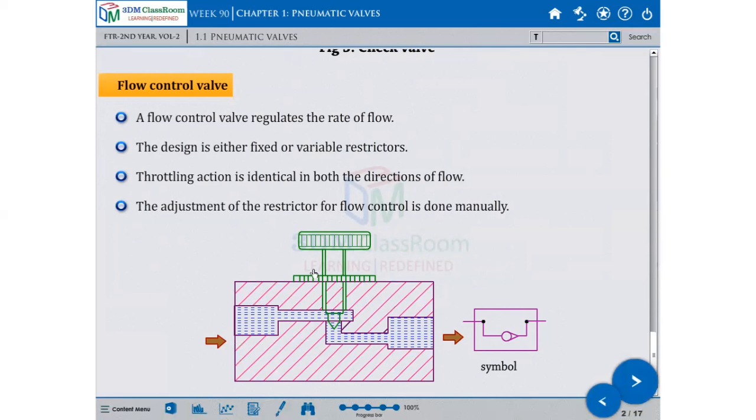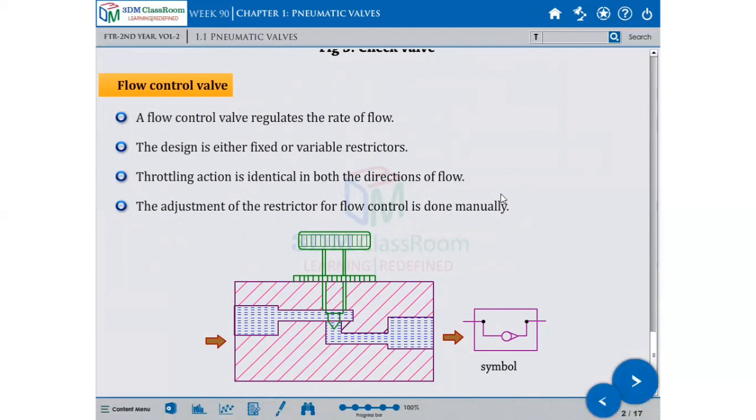A flow control valve regulates the rate of flow. The design is either a fixed or variable restrictor. Throttling action is identical in both directions of flow. Throttling is best compared to your accelerator. A scooter has an accelerator: when you open it more, more flow is going; when you reduce it, less flow. In this we are doing the same throttling.